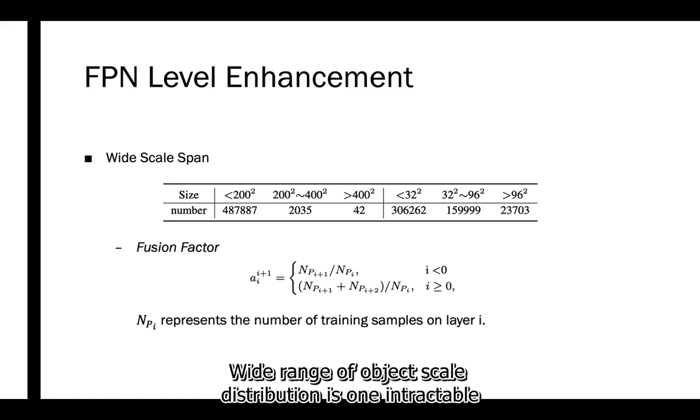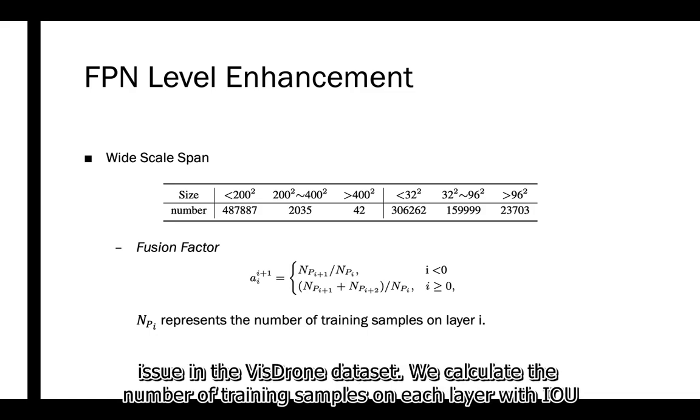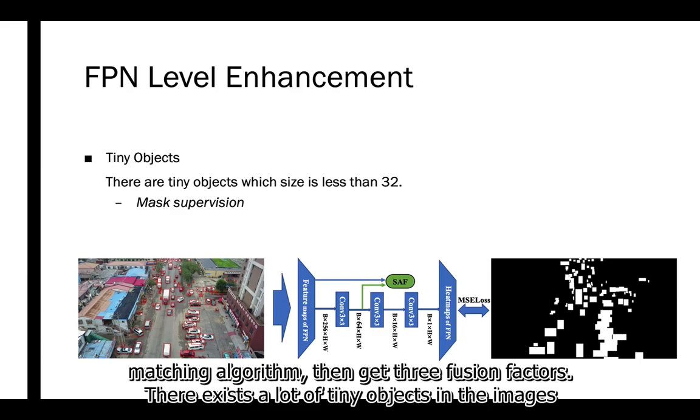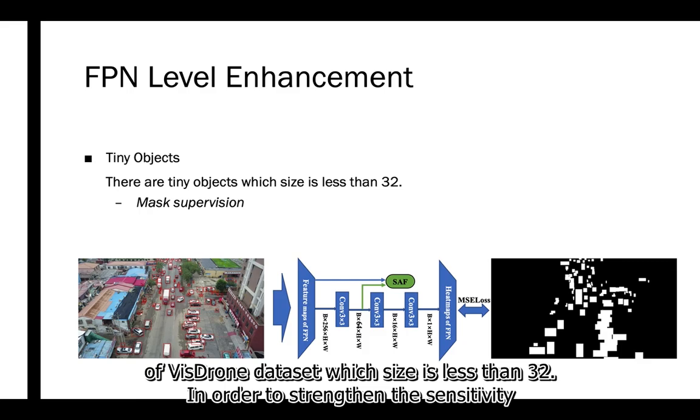Wide range of object scale distribution is one intractable issue in the VisDrone dataset. We calculate the number of training samples on each layer with IOU matching algorithm, then get three fusion factors. There exist a lot of tiny objects in the images of the VisDrone dataset, whose size is less than 32.